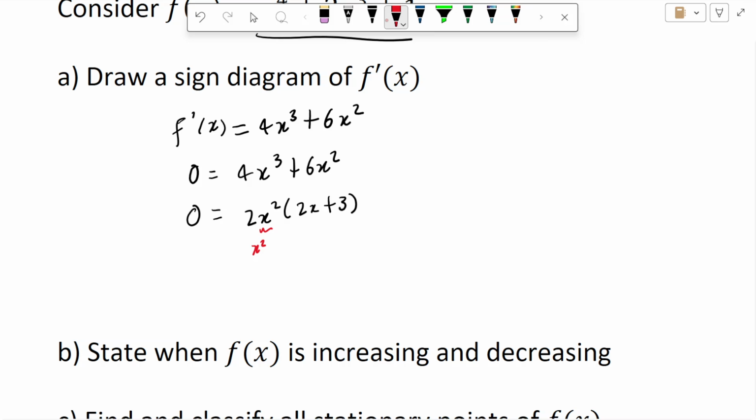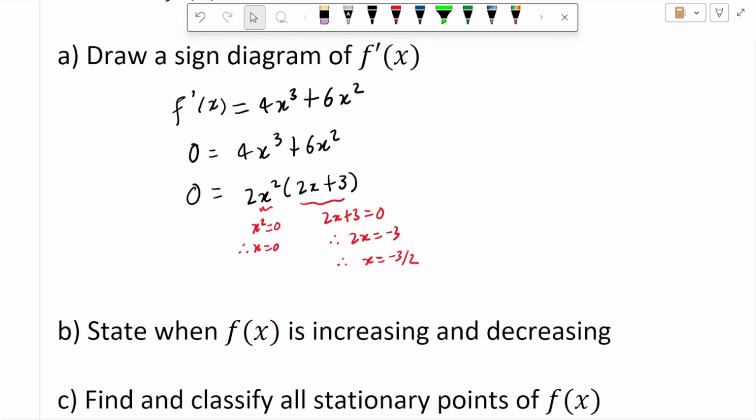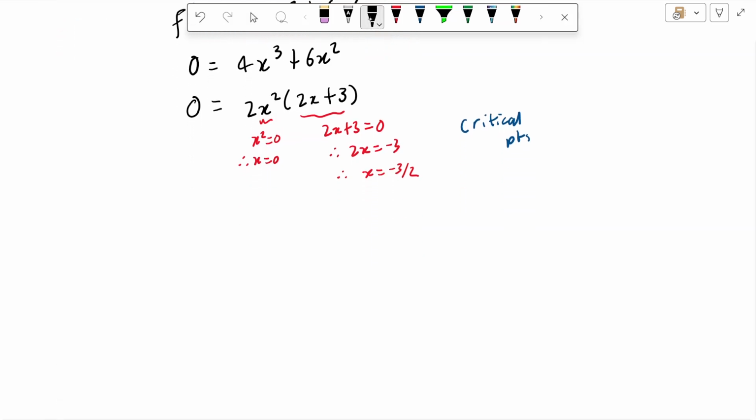Either x squared equals 0, that would tell us that x is 0, or 2x plus 3 equals 0. So 2x would have to be minus 3. So that tells us that x would have to be minus 3 all over 2, just like that. So those are the two values that we call our critical points. And basically what we do with these critical points is we put them on the sign diagram. So let's have a look at our sign diagram.